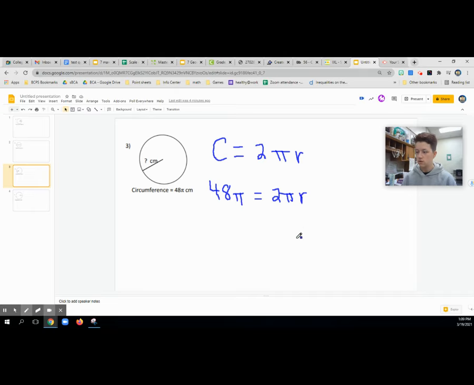All right, so then they gave me pi right here. So let's just do this. Let's make it easy on ourselves. We know that we're eventually going to divide by pi. Let's divide both sides by pi. So pi divided by pi is 1, so we end up with 48 on this side. And then pi divided by pi is 1, so we end up with 2 times r on this side. And then you just divide by 2. So we end up with r is equal to 24 centimeters.